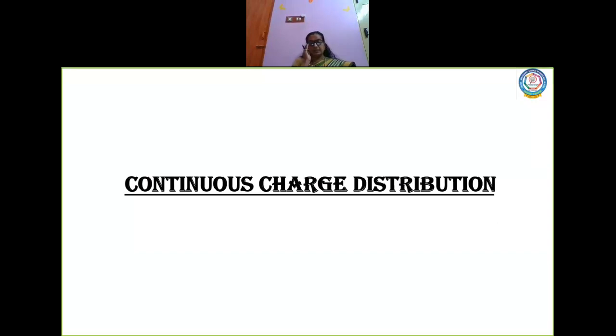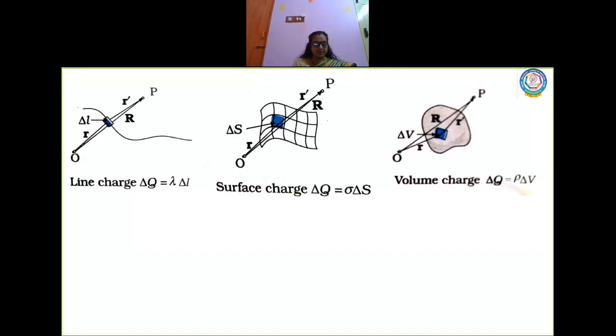But we restrict ourselves to discrete charges so that the mathematical steps are simpler and it does not involve any calculus. But there are some situations where we need to go for continuous charge distribution. For example, let us take a surface. Now let us take this surface, children. Now this is a surface of a charged conductor.